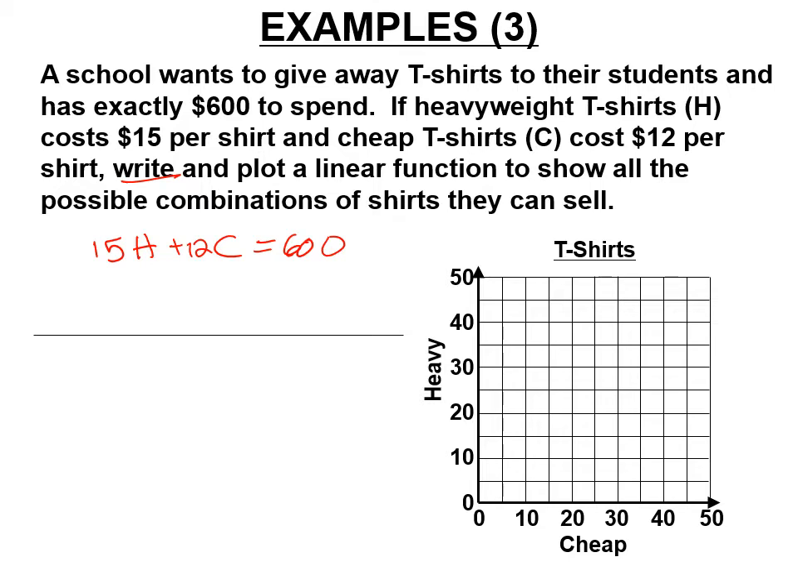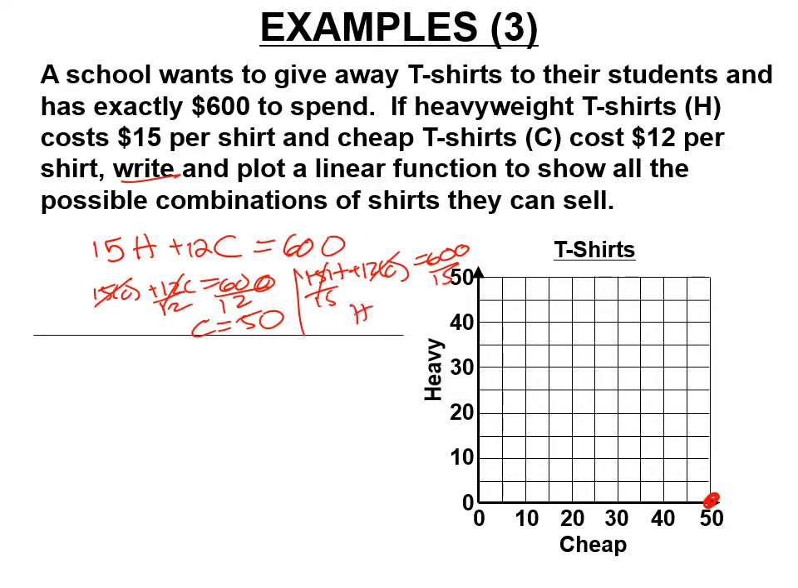If you make h equal to 0, then you get 12c equals 600. Divide by 12. 60 divided by 12 is 5, so 600 divided by 12 is 50. So when h is 0, c is 50. And then if c is 0, that term crosses out. Divide both sides by 15, and h equals 40. Those are our intercepts. No arrows here because there are no negative numbers. And there are all the combinations where you'll spend exactly $600.